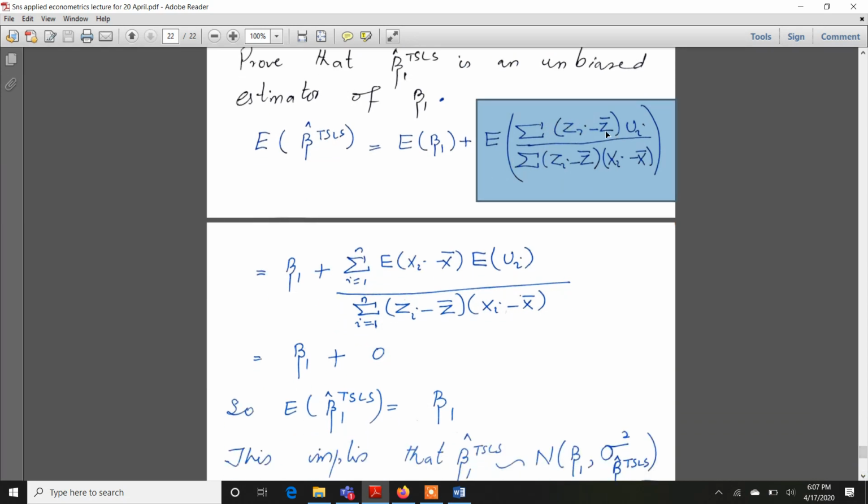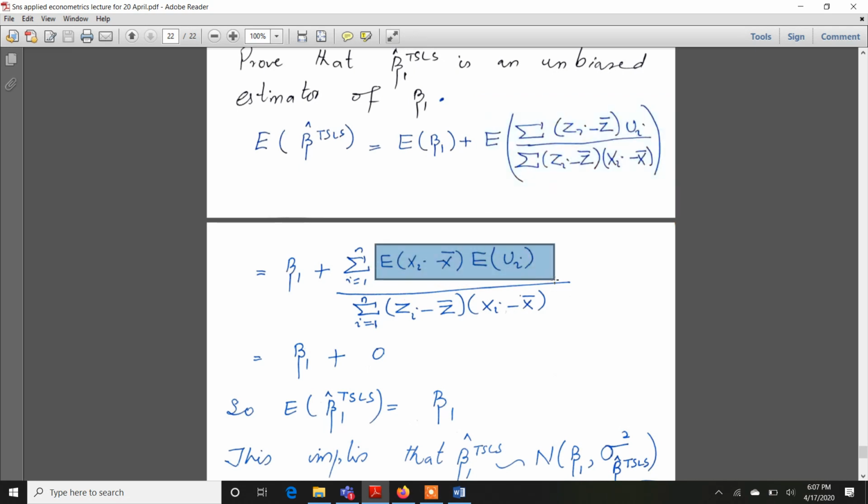So the expected value, because the starting argument was that the instrument and the random error are independent, therefore I can separate out these two expectations. That is, I apply expectation separately on this part and then on this part, divided by this thing, that is the sum of zi minus z bar times xi minus x bar, right? So I've applied the expectation over here. So remember that over here the problem issue was this residual term ui. So we are currently focusing on this.